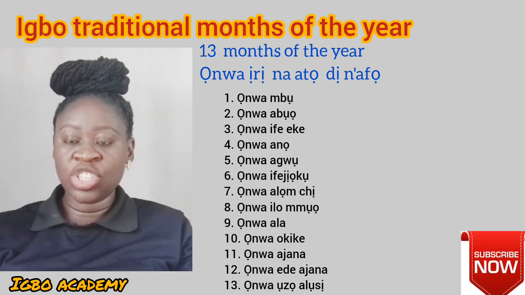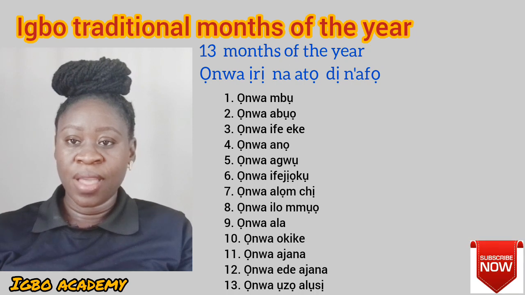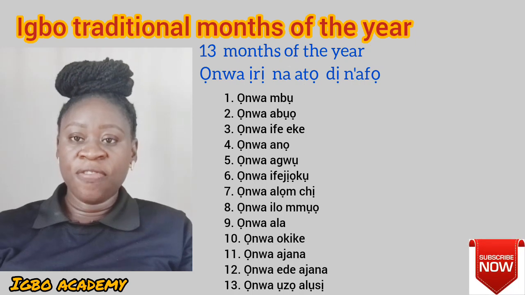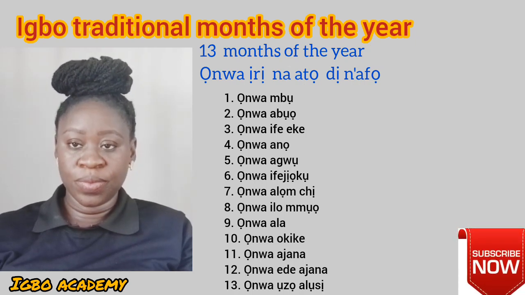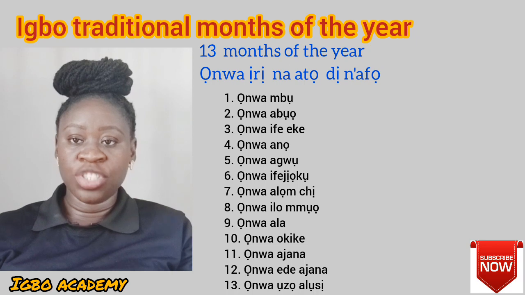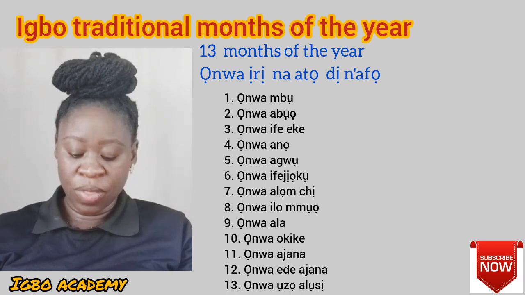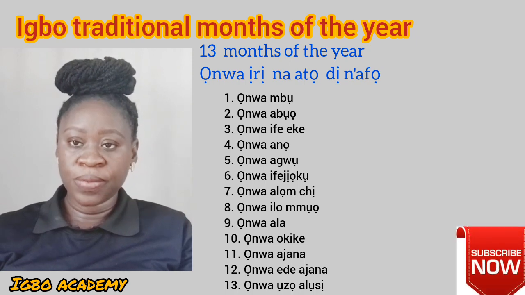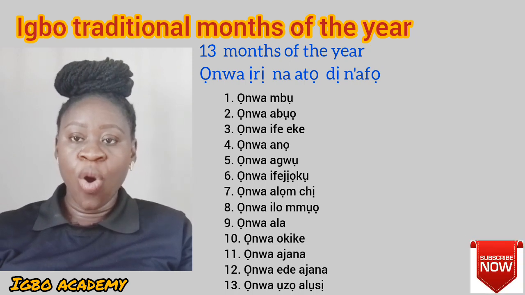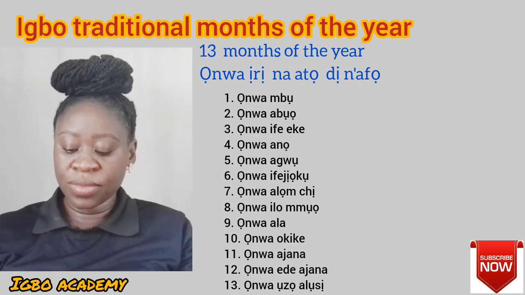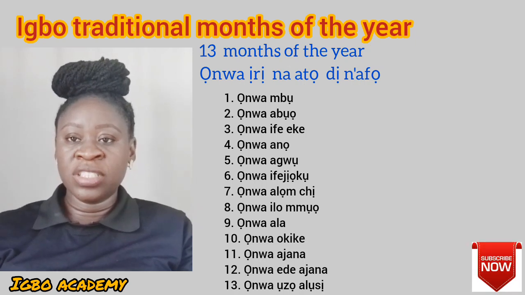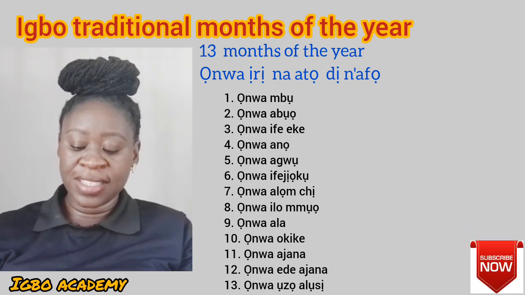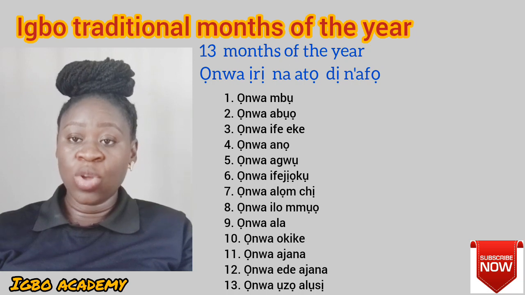The fourth month is ọnwa anọ. The fifth month is ọnwa agwụ. The sixth month is ọnwa Ifejiọkụ. The seventh month, which is nke asaa, is ọnwa Alọmchi.